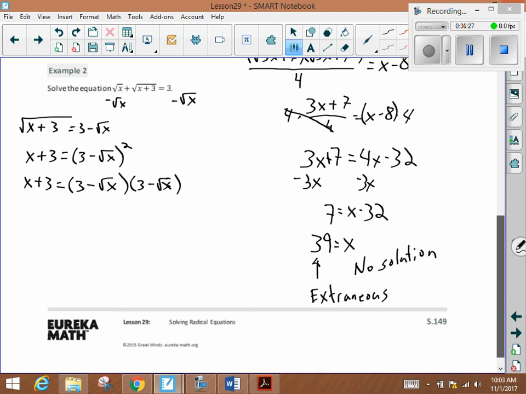So we get x plus 3 equals 3 times 3 is 9, and 3 times root x is negative 3 root x. Negative root x times 3 is negative 3 root x. And negative root x times negative root x is positive x, right? Let's go ahead and combine like terms.